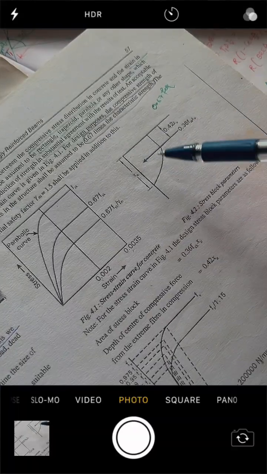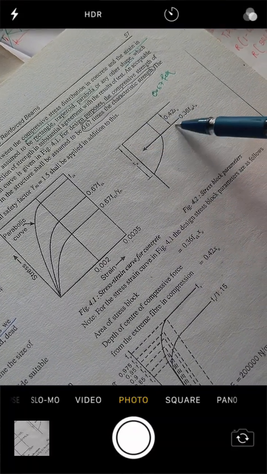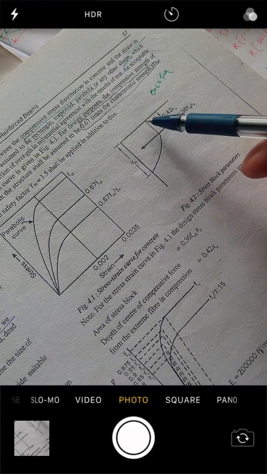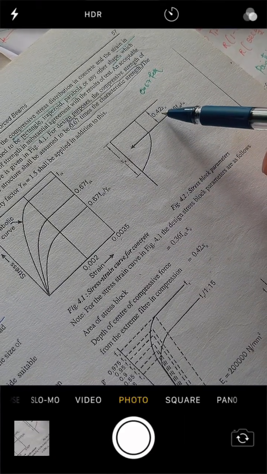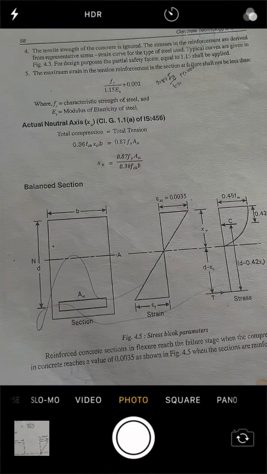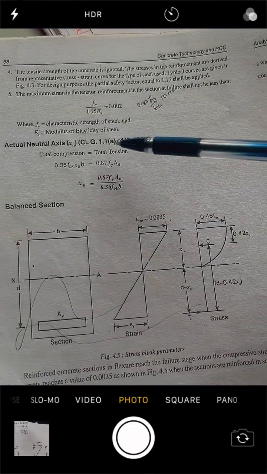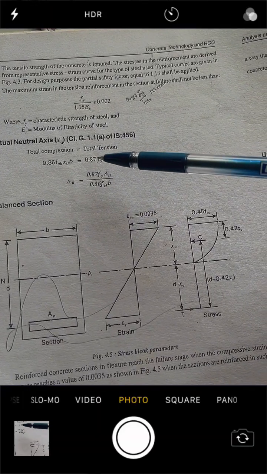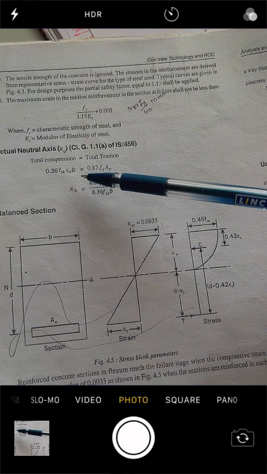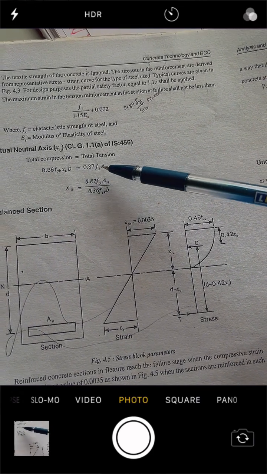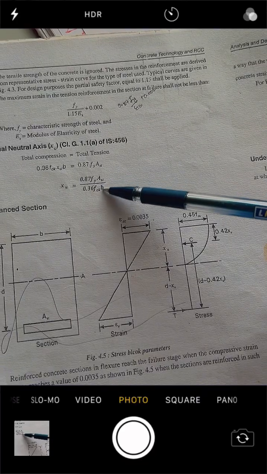So here you can see that it's clearly mentioned from top to here. This is the center of the XU. This top portion is compression, and this bottom portion is my tension. So from very top to here, it's 0.42 XU. If you would like, you can refer this. Neutral axis XU: total compression equals total tension. Total compression is 0.36 FCK XU B. Total tension is 0.87 FY AST. So from here, XU is 0.87 FY AST.